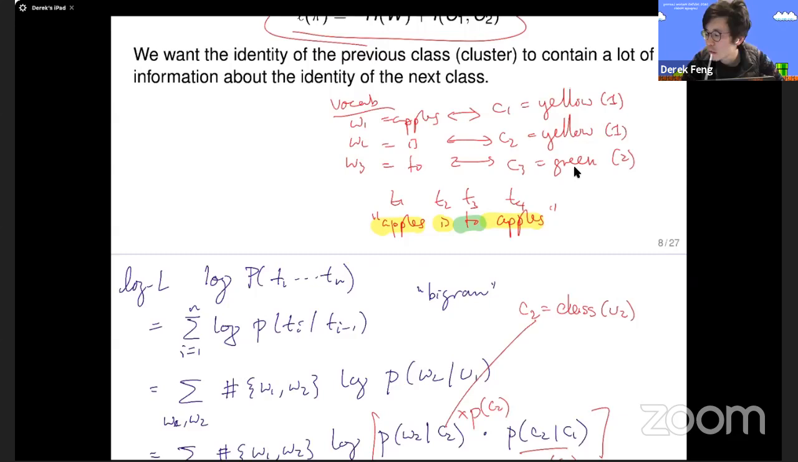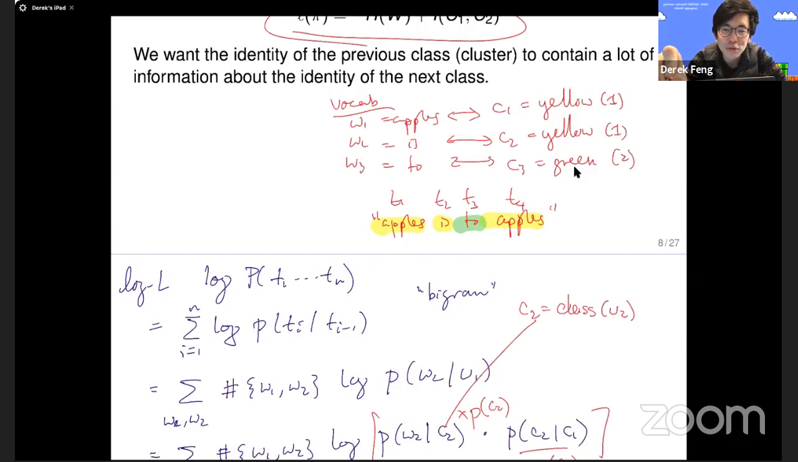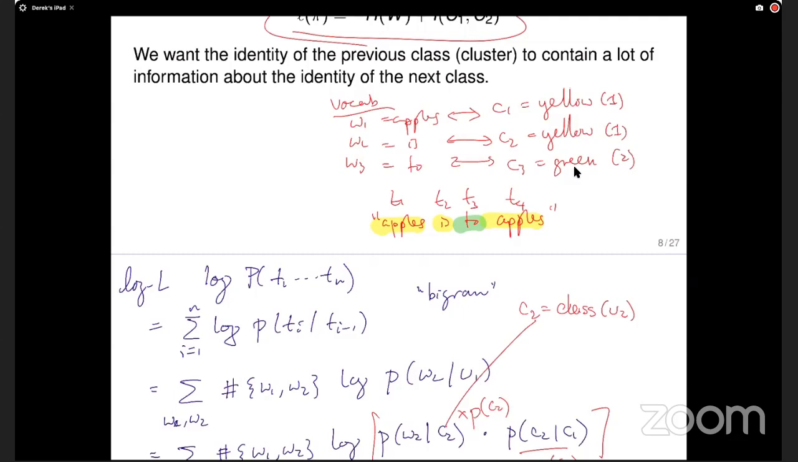Make sense? Everyone following? Sorry, why is C3 2 instead of 1? You wrote that C3 is green, 2. Yeah, what I'm saying is that C3, which is the class for the third word in the vocab, I've set it to be in its own class. Here I'm just labeling the classes differently: I've set yellow to be class 1 and green to be class 2. Oh, okay. Yeah, that's all I meant.